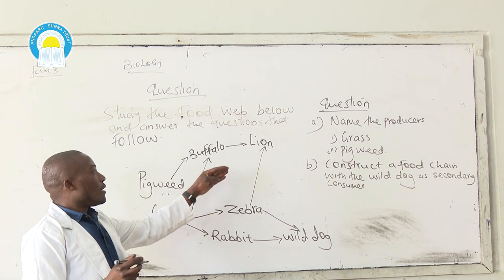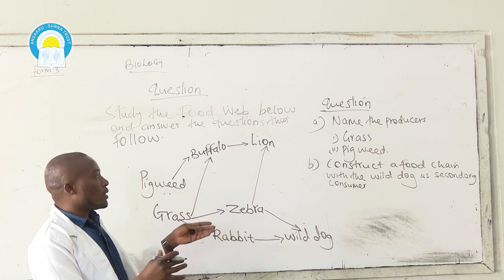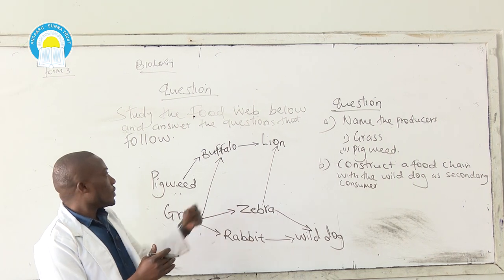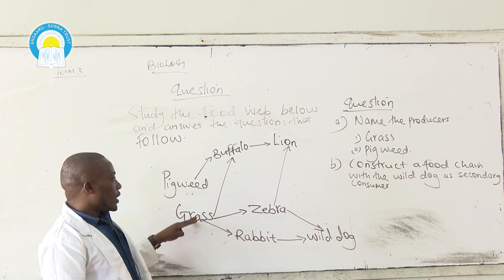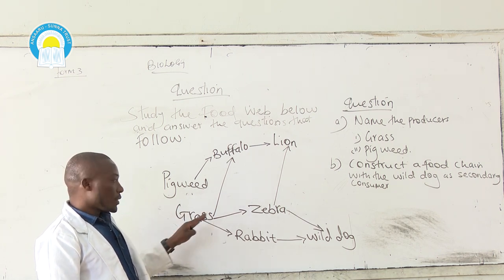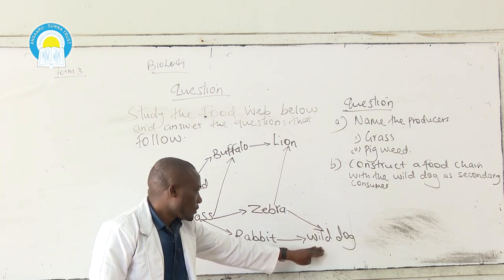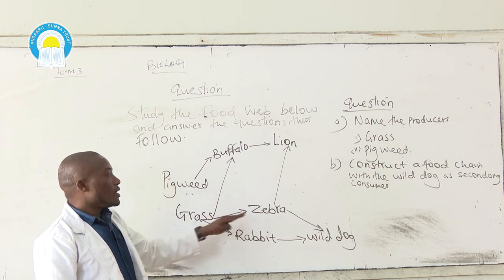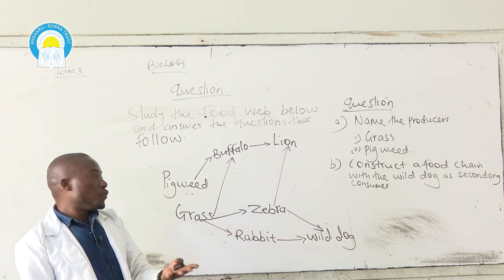Remember, you can make so many food chains from this food web, because we said many food chains make a food web. So in this case, we've been told to construct a food chain with the wild dog as secondary consumer. This is the wild dog as secondary consumer, so you start from here. Grass as producer, rabbit as primary consumer, then the wild dog as secondary consumer. Or you can go grass as the producer, then the zebra as primary consumer, then the wild dog as secondary consumer. So we can have two food chains in this case.